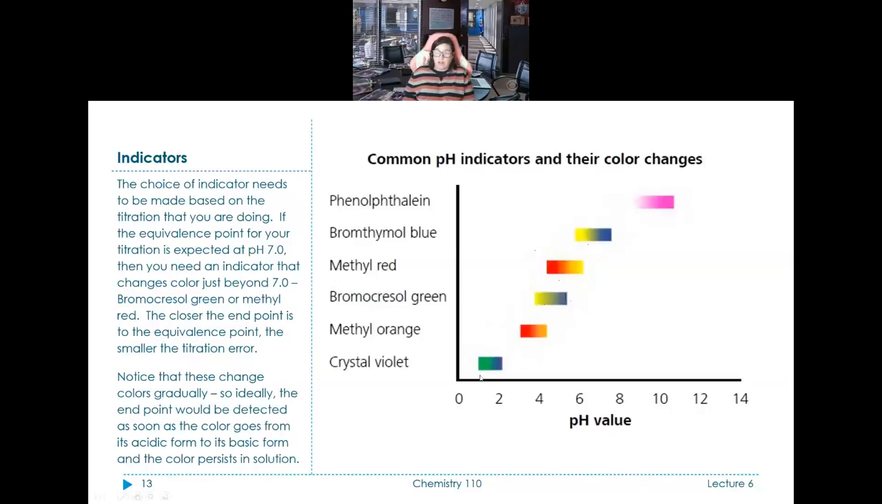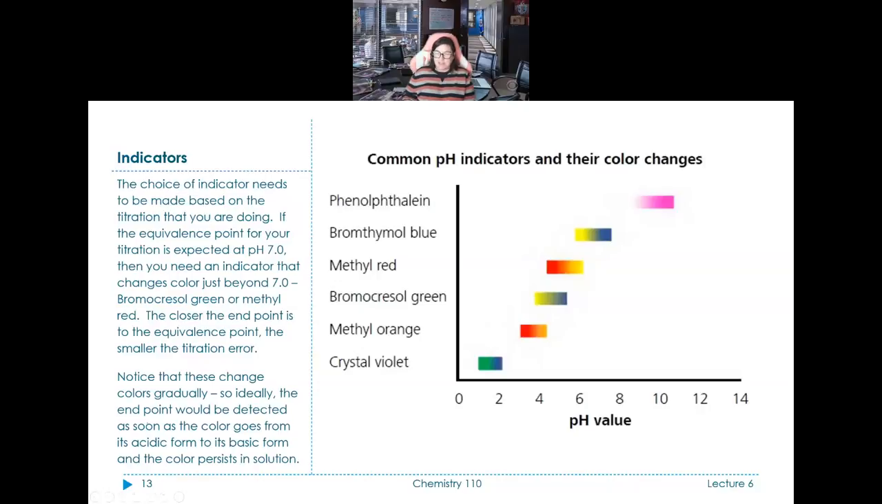These all happen in different ranges, and that's what we were talking about. We want something that's going to be very close to where we expect our endpoint to be for this particular titration. Now, these color changes are gradual, so ideally the endpoint would be detected as soon as the color goes from its acidic form to its basic form. Notice that there's always a midpoint where we're halfway between them. That's what we're looking for in terms of endpoint. So that's where we're typically trying to get to when we do this in the lab, if we're actually using a visual indicator. We call it the finally staying color.